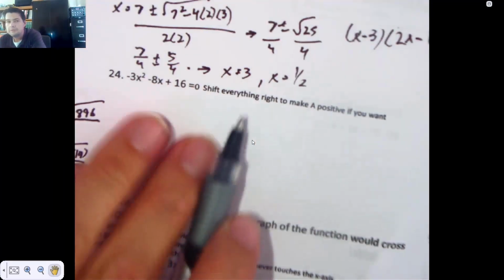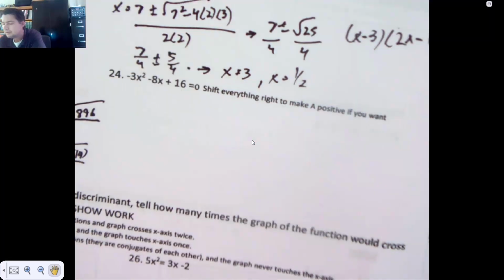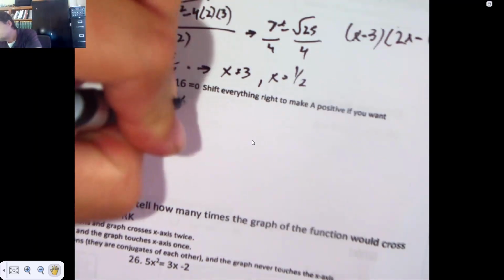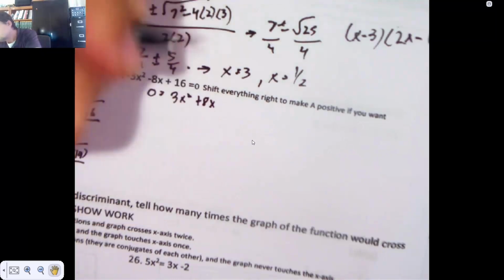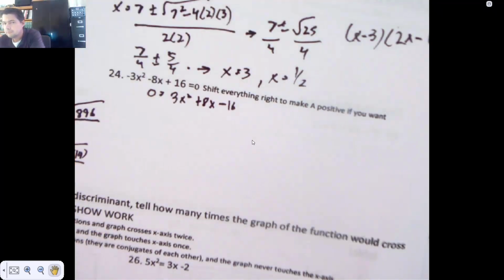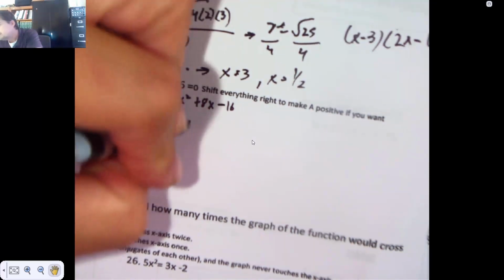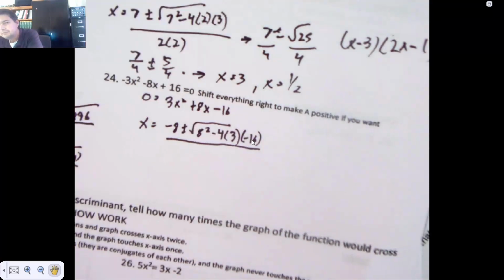Now, on 24, I tell you to do this. It says shift everything right to make a positive if you want. I'm going to, because I want to, because that's how I think. So now when I do the quadratic formula, A is positive, B is positive, the world just gets better. Opposite B would be negative 8, plus or minus the square root. 8 squared minus 4 times A, which is 3, times C, which is negative 16, all sitting pretty over 2 times 3.